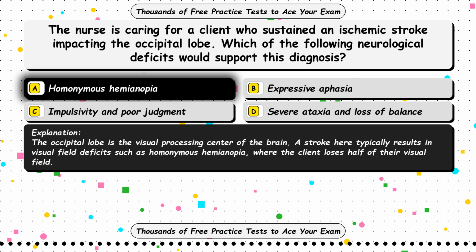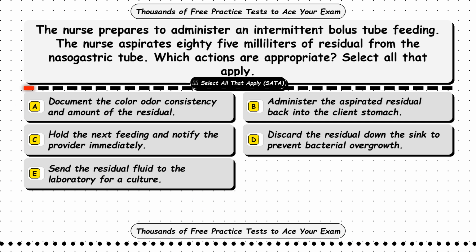Question 140. The nurse prepares to administer an intermittent bolus tube feeding. The nurse aspirates 85 milliliters of residual from the nasogastric tube. Which actions are appropriate? Select all that apply. Option A, document the color, odor, consistency and amount of the residual. Option B, administer the aspirated residual back into the client's stomach. Option C, hold the next feeding and notify the provider immediately. Option D, discard the residual down the sink to prevent bacterial overgrowth. Option E, send the residual fluid to the laboratory for a culture.